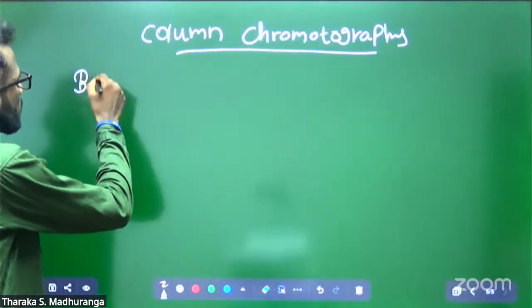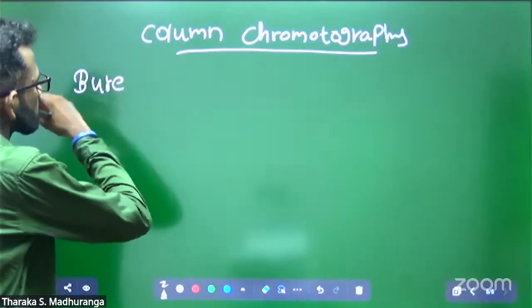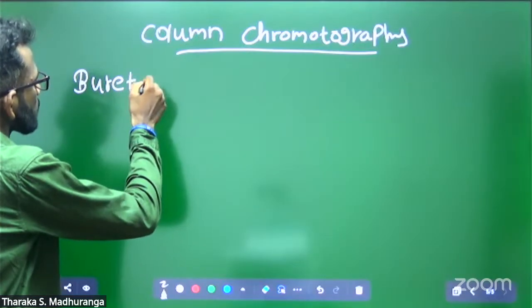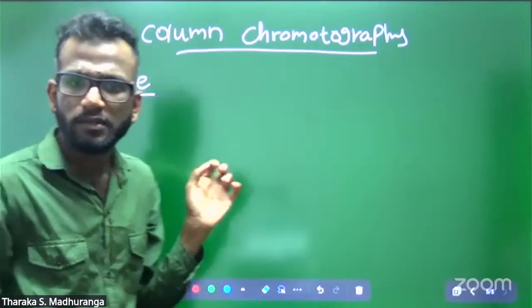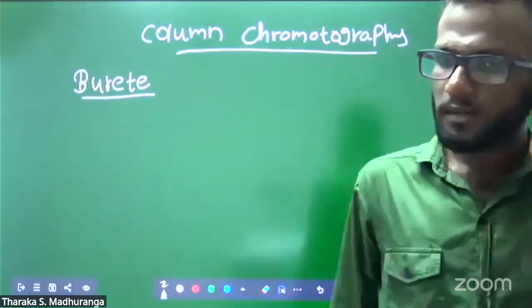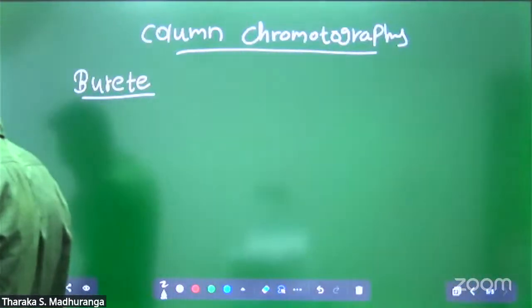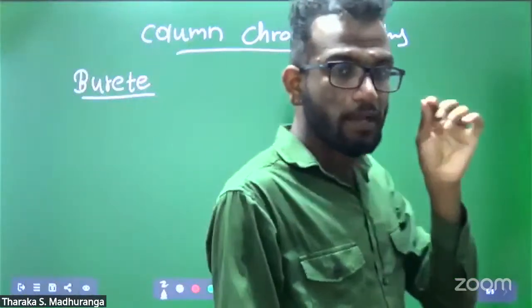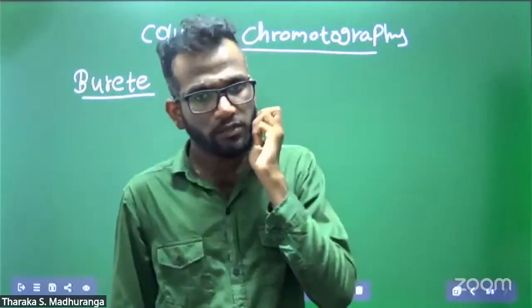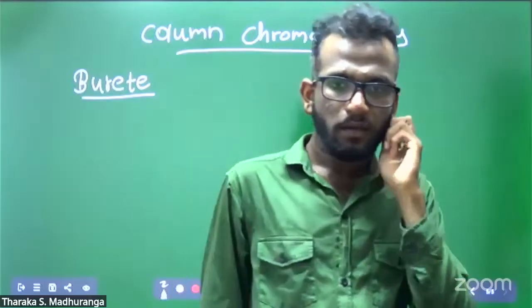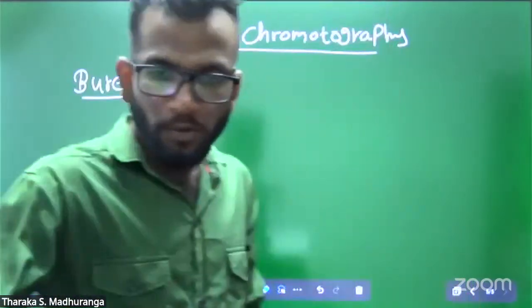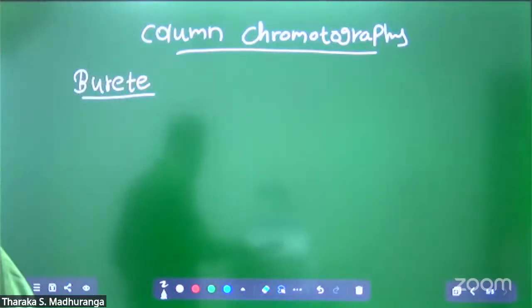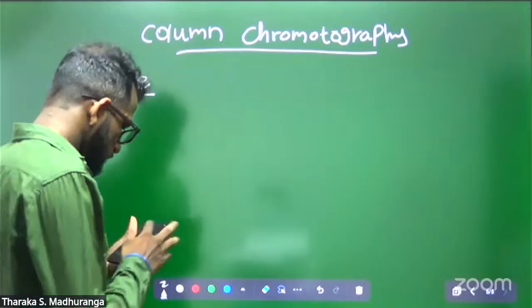First of all, we need to find a burette. Have you seen a burette? I think biosystems students already know what a burette is. For the titration practical we use a burette, no? Do you know the burette? The burette is this. Wait, I will show you.